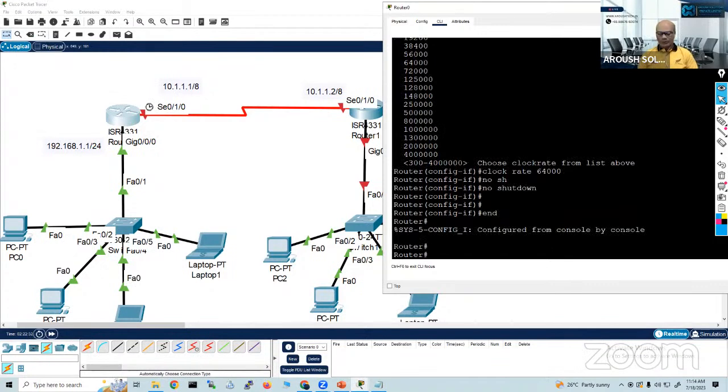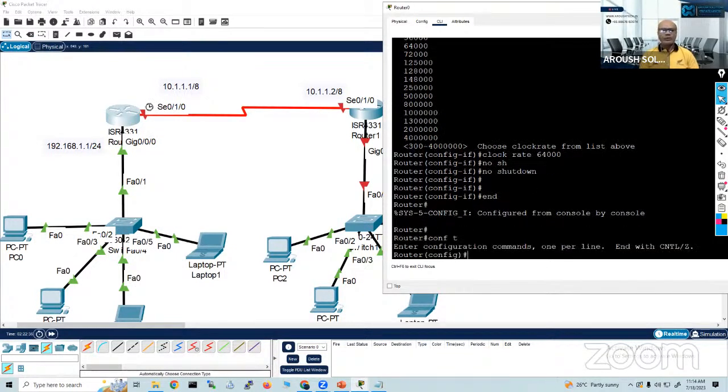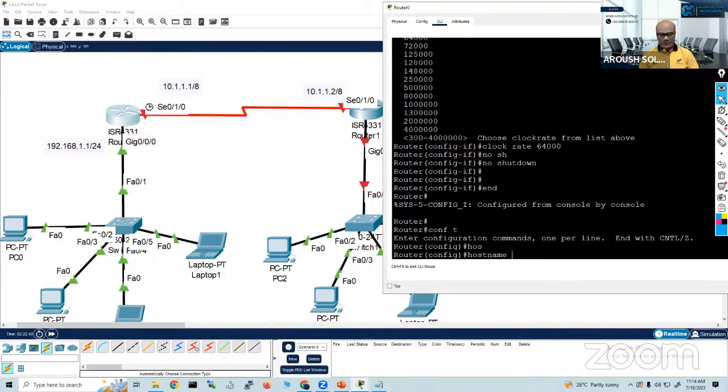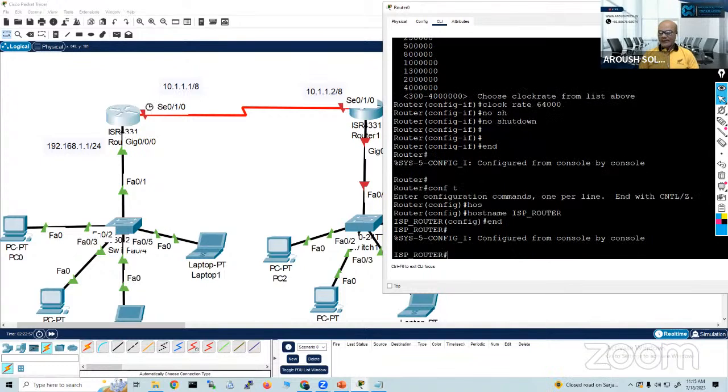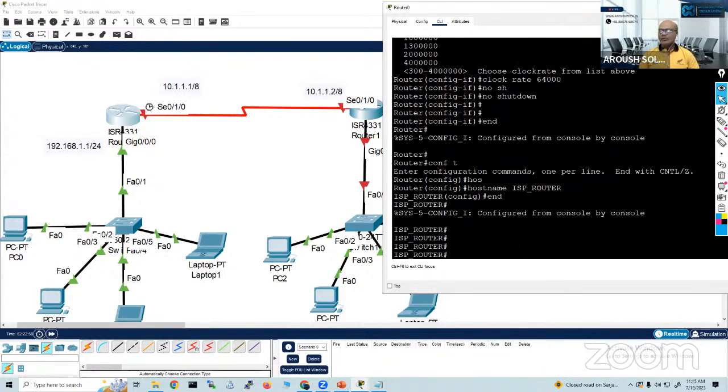End means it will come back to your router. You can even change your router name also. Go to global configuration mode, hostname ISP router. So it will change to ISP router. Fine. Just end.